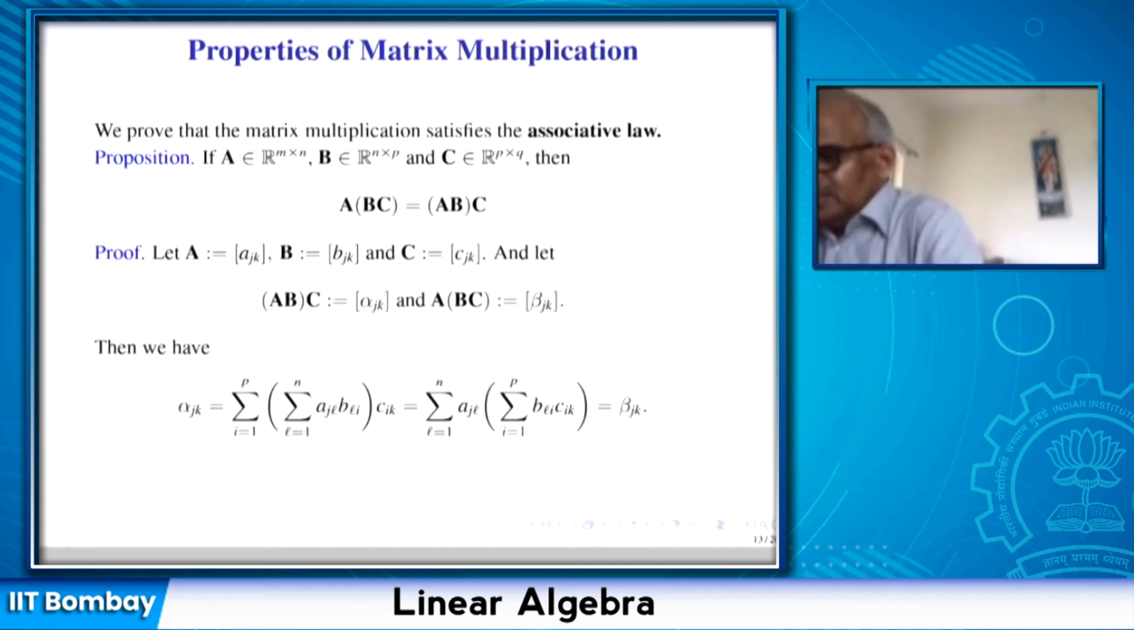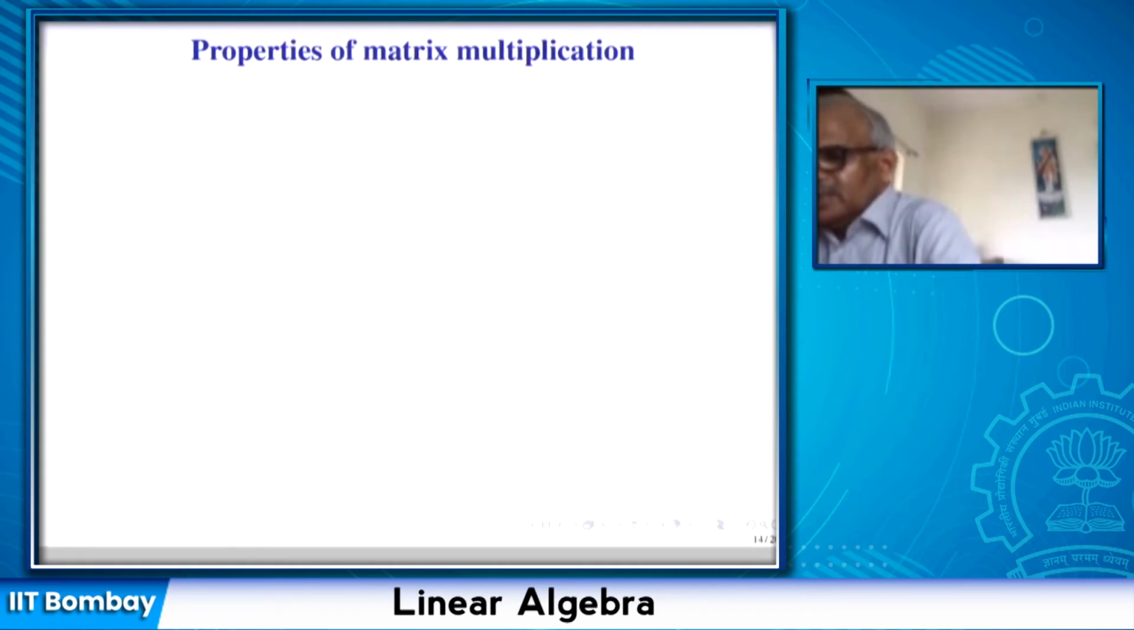So we write down the definition of the JK entry of AB times C and A times BC and show that they are equal. Two matrices are equal if and only if every entry in the jth row and kth column is the same as every entry in the jth row and kth column of A times B times C. So this is an easy proposition. I will leave it for you to read.